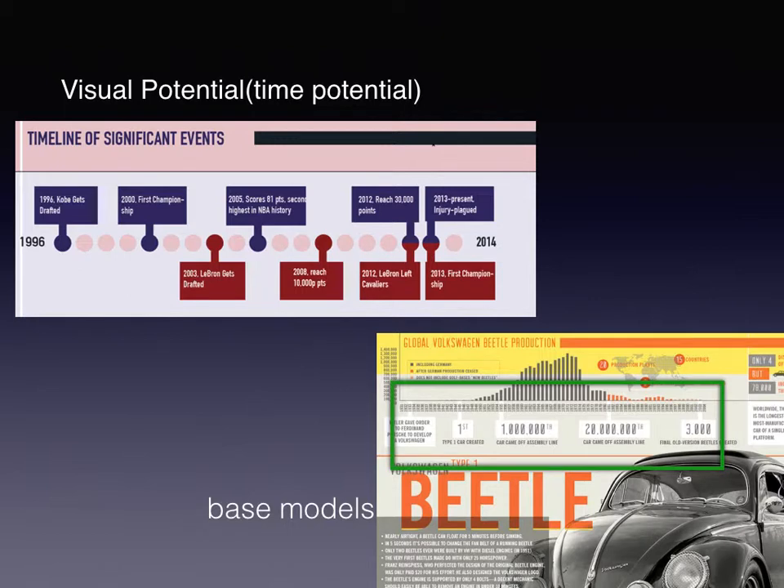Next is time potential. I use 19 circles to represent years from 1966 to 2014, and I use 9 boxes to annotate the significant events. I got the insight from my base model as well. In the green box, you can see my base model also uses boxes for annotation.